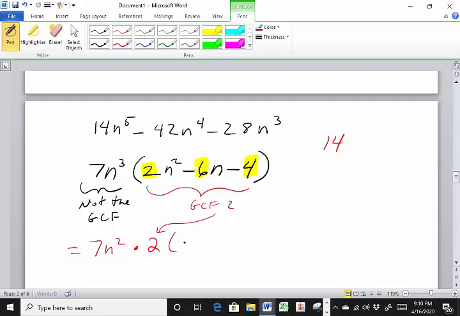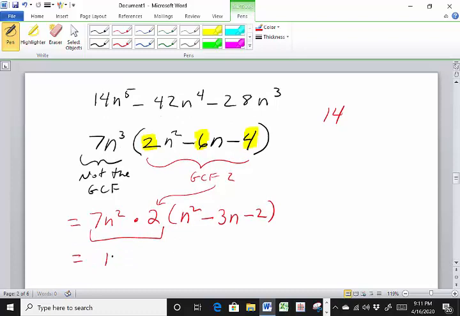And just go 2 times what gives me 2n squared? Well, that's n squared. And then 2 times what gives me minus 6? That should be minus 3, right? And then there's our n. And then 2 times what gives me minus 4? That's minus 2. Okay? So now this is where we get our 14 from. So 14n squared, that's the actual GCF, okay, and that's just n squared minus 3n minus 2.